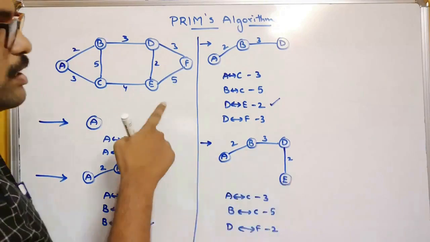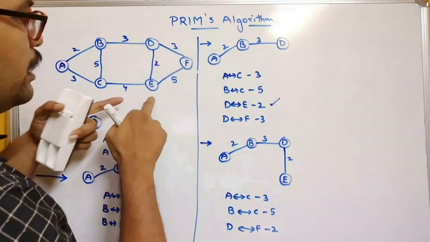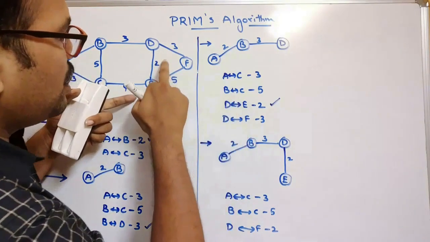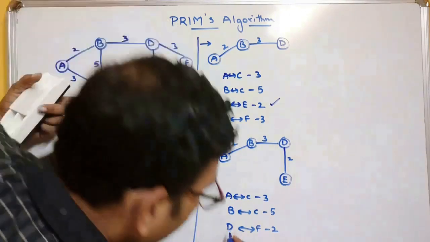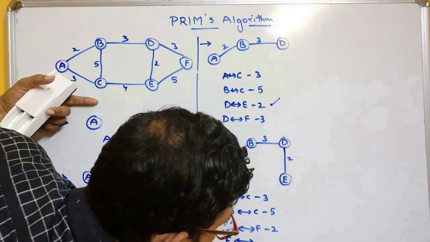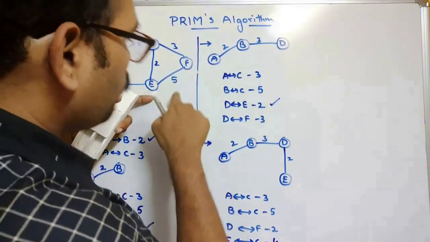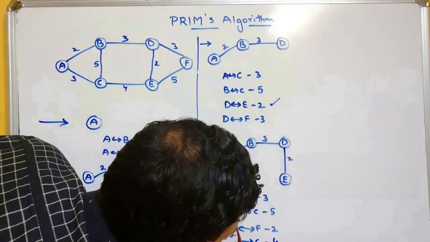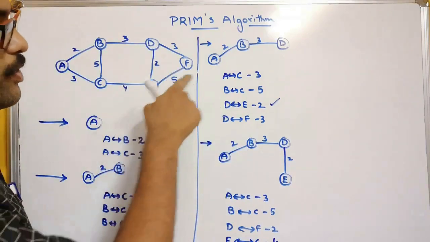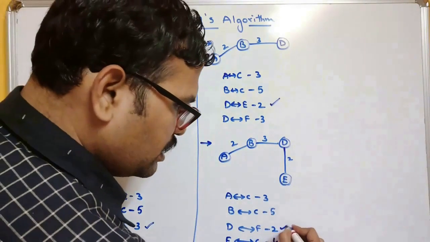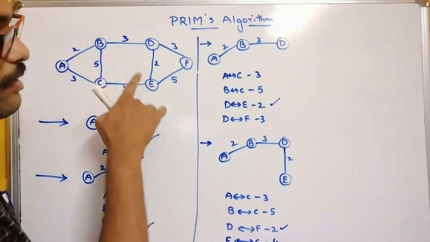Now E is added. So what are the edges of E? E to D, E to C, E to F. E to D is completed now, just discard that one. So we can write the edge E to C with a cost of 4, and E to F with a cost of 5. Now among these, the least weighted edge is D to F.